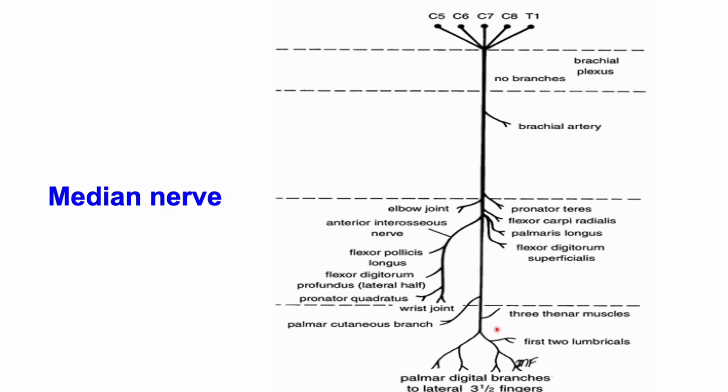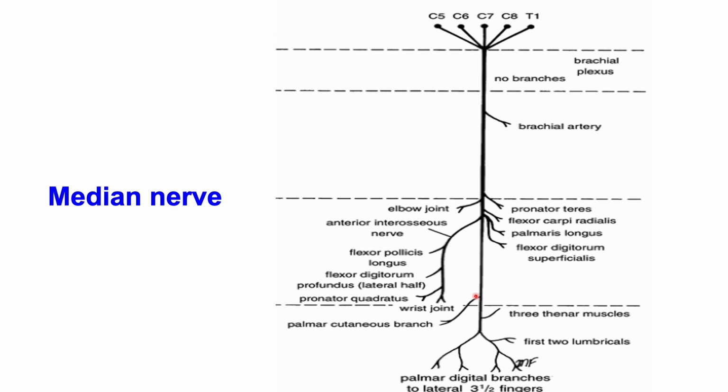So if you see here, the anterior interosseous nerve, which is a branch from the median nerve, is present only in the forearm area and supplies the deep flexors of the forearm. Then it doesn't descend to the hand area. But the palmar cutaneous branch, which you can see here, is given at the distal part of the forearm.